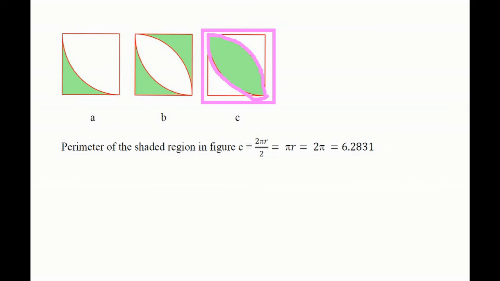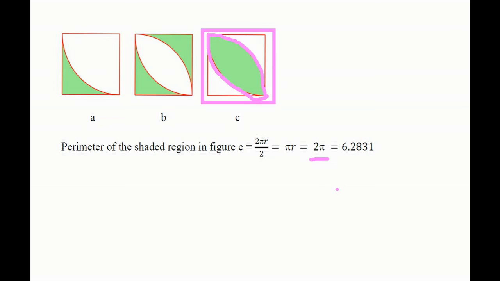So these two curved arcs should be basically half a circle. The circumference of a circle is given by the formula 2 pi r. I divide 2 pi r by 2 because I only want half of that, and that turns out to be pi r. Now r for this problem is 2. So I replace r with 2 and I get 2 pi for the perimeter of the shaded region.